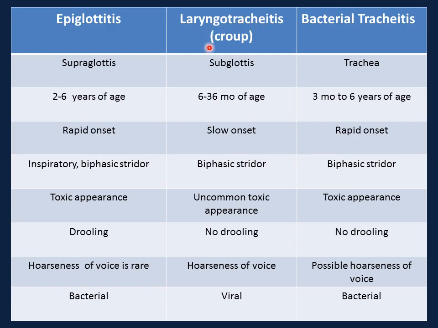Laryngotracheobronchitis or croup is very common, and the site of obstruction is subglottis or below the glottis. The age of presentation is 6 months to 36 months of age. The onset is slow, can be preceded by runny nose or upper respiratory tract viral infection, barking cough, but can be presented also suddenly in the middle of the night with sudden onset of stridor and severe respiratory distress, and this can be frightening to the parents. The type of stridor is biphasic, inspiratory and expiratory.